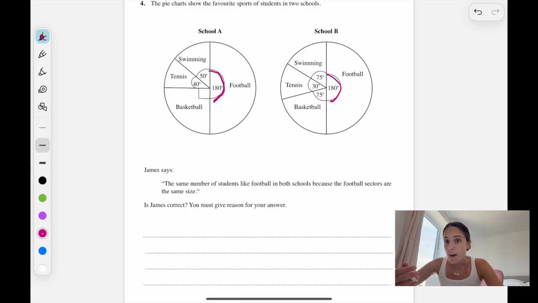James is wrong because the total number of people in each school might be different. So 180 degrees is 50% of the school, because 180 is half of 360. But if this school had 40 people, it's a small school, but just pretend, and this school had 20 people, well, half of 20 is 10 and half of 40 is 20. So the numbers are different. So James is not correct because the total number of people in each school might not be the same.